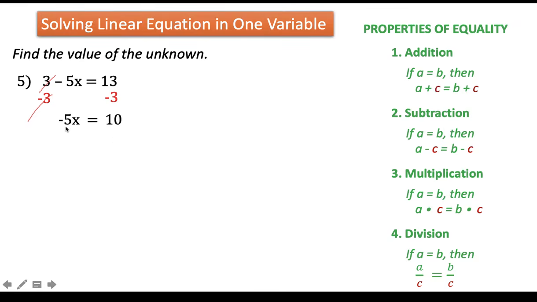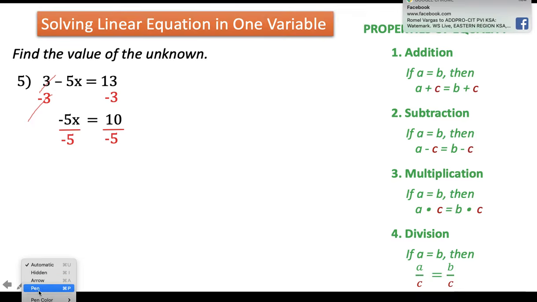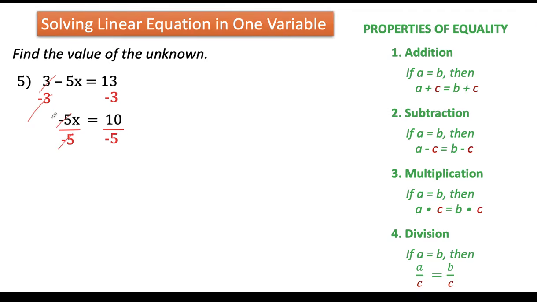Then finally, to isolate x, we will divide each side of the equation by negative 5, so that negative 5 divided by negative 5 is 1. Then 1 times x is x. So finally, this variable x is isolated. Then on the right side, just simplify 10 divided by negative 5, that is negative 2. So the value of x is negative 2.